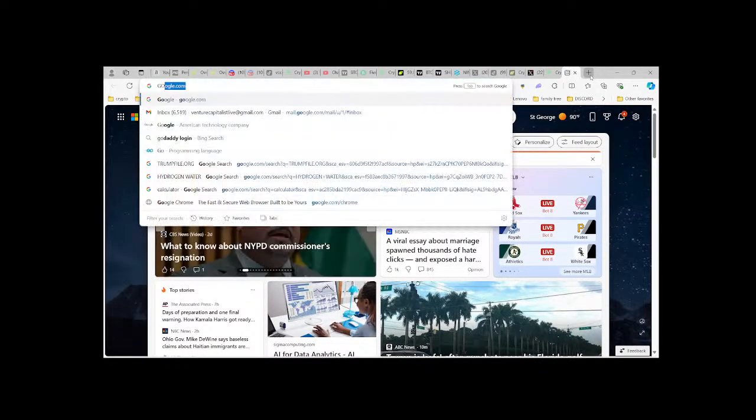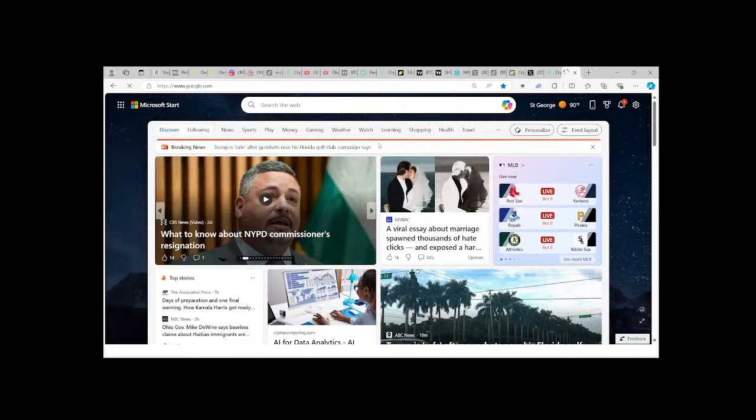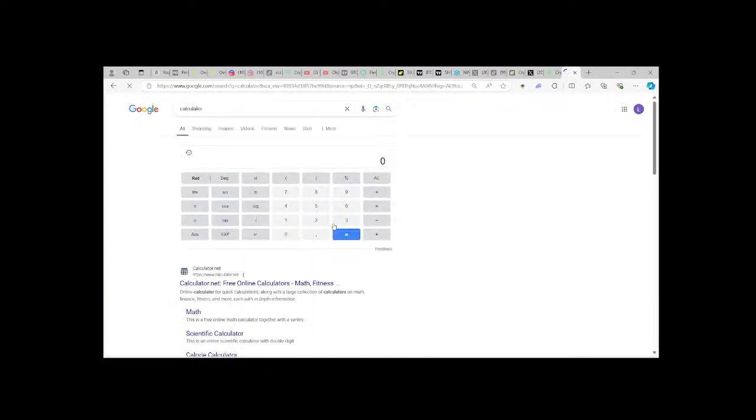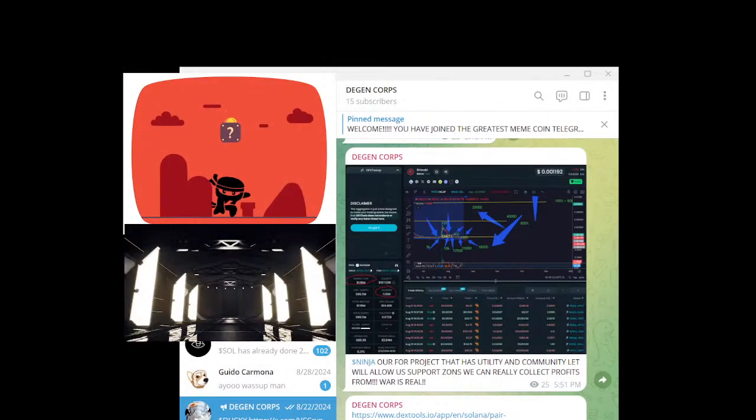Pull up Google. I'm gonna throw in a calculator, and I just want to show you guys how to be a degen, right? So if you go to Telegram, there is the degen corpse, right? And I'm gonna pull that up for you. So in Telegram, there's a thing called degen corpse, right?